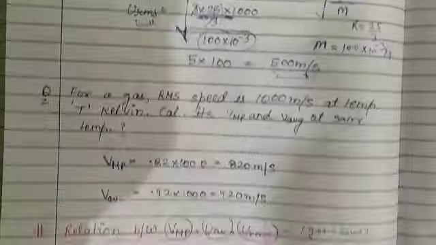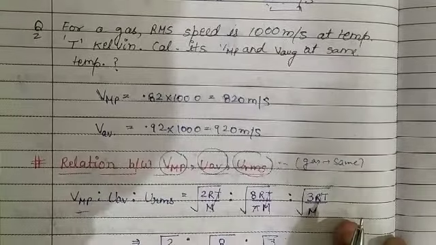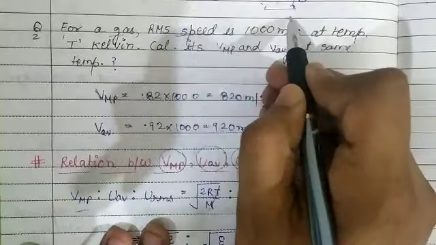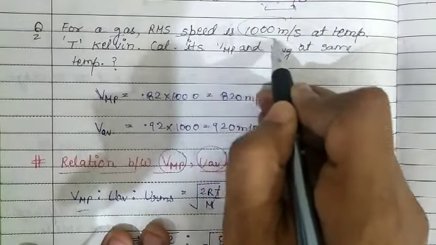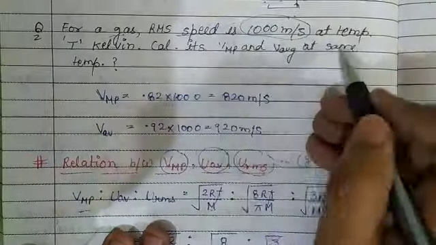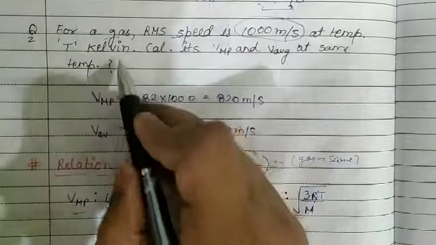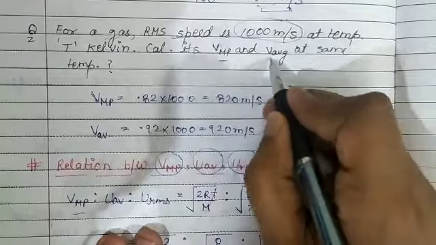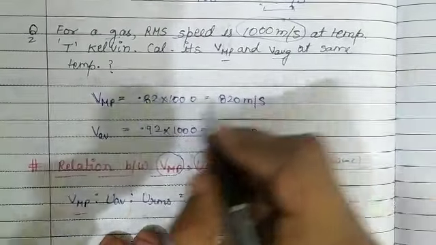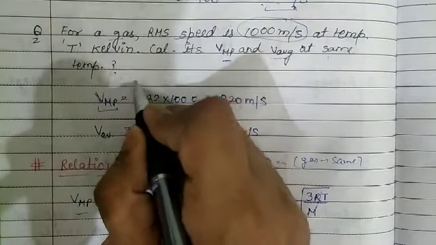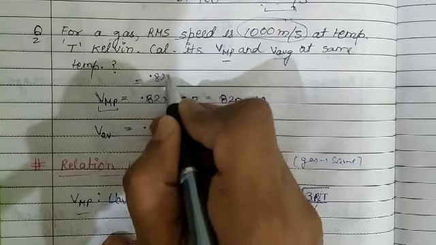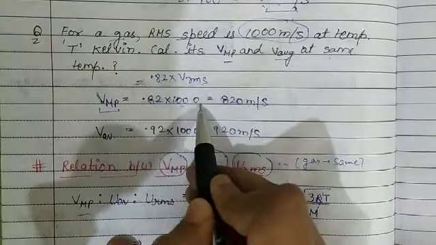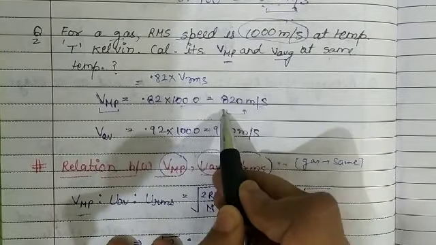The question is basically for a gas, RMS speed is given, which is 1000 meter per second at temperature T Kelvin. Calculate its most probable speed and V average at the same temperature. We know most probable speed is 0.82 times of VRMS. So it is 0.82 into 1000. So most probable speed will be 820.